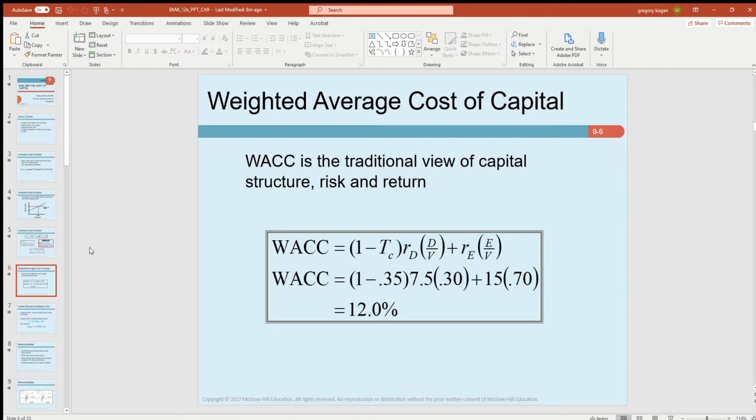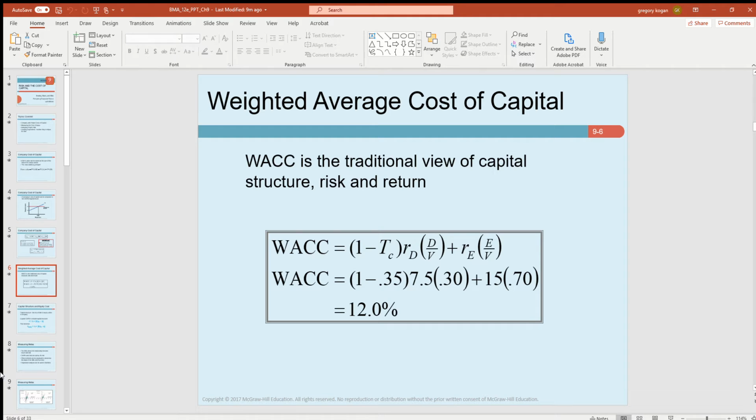So how do we do it? 7.5 times 0.3, because that is 30% of the total value, and you have 15, which is the rate, times 0.7, 70% of the total value is equity. Now, what is going on with this one minus 0.35 is you get a tax break for using debt because you get to deduct the interest payments, right? So this is how we compute weighted average cost of capital, which is 12%.